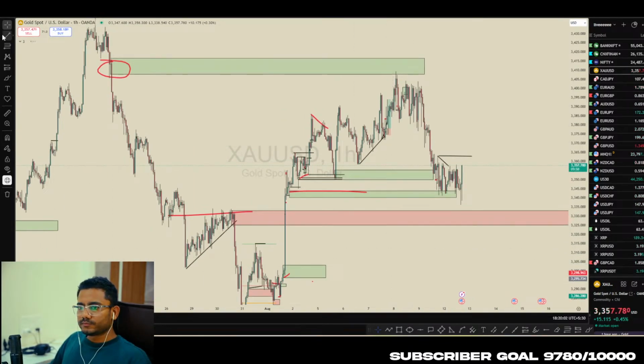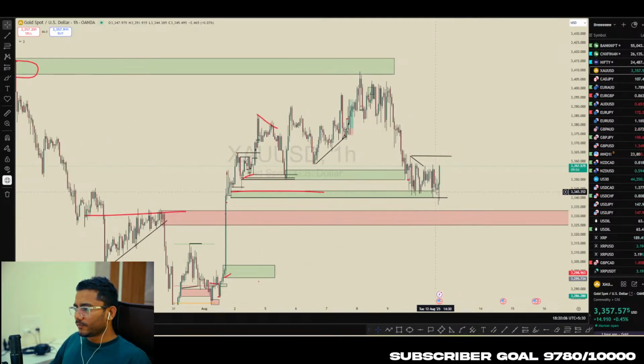So right now, I think on gold price is sweeping this liquidity and it should continue to the upside now.